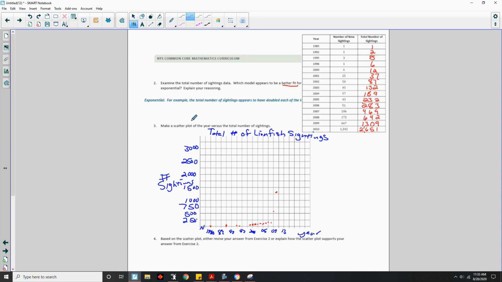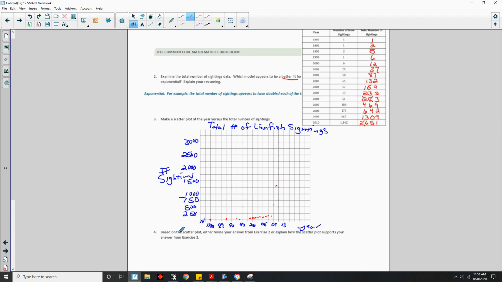Okay, so there's your scatter plot. Number 4 says, based on the scatter plot, either revise your answer from exercise 2 or explain how the scatter plot supports your answer from exercise 2. We said it was exponential, and it's definitely not linear, so let's stick with exponential.